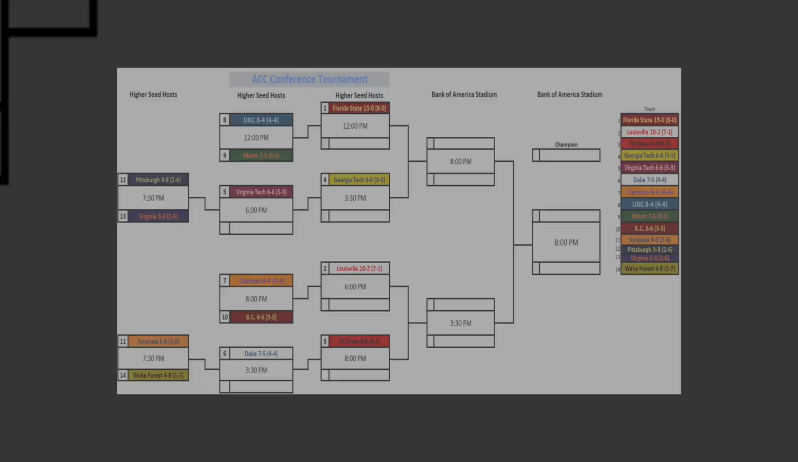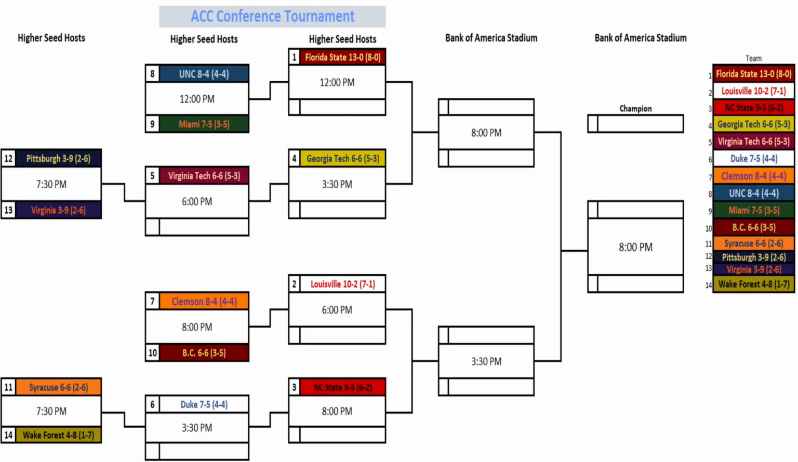Moving on to the ACC, Florida State would be the 1, Louisville would be the 2, NC State would be the 3, and Georgia Tech somehow, at 6 and 6, 5 and 3 in conference, would be the 4 seed to get that double bye. Just shows you how shallow of a conference the ACC was this year, being that the 4th place team was Georgia Tech overall.